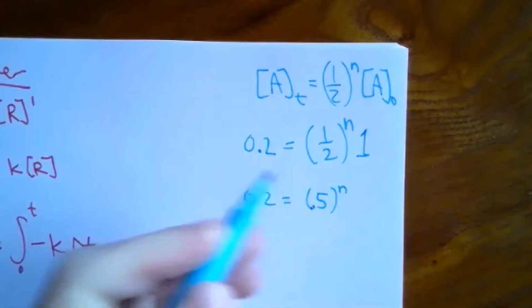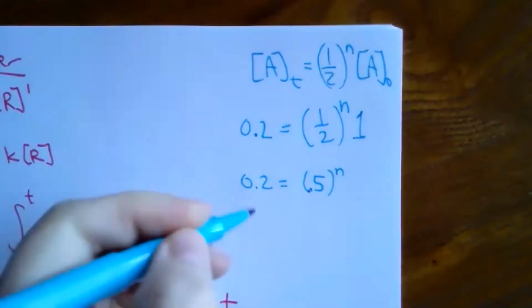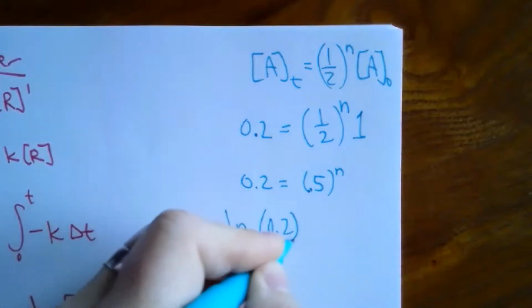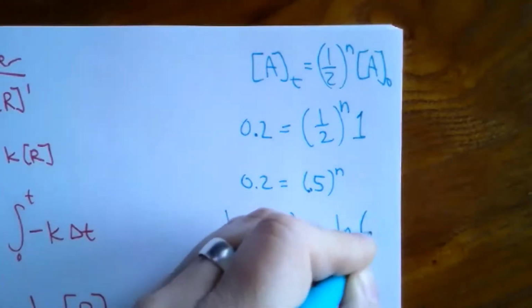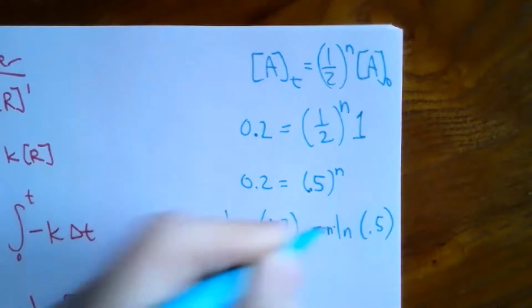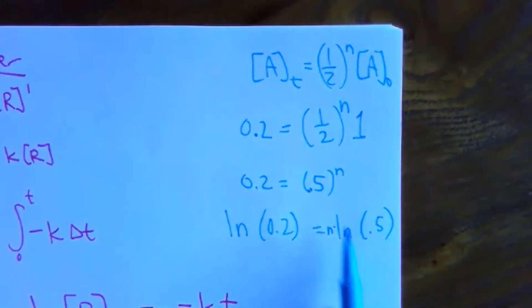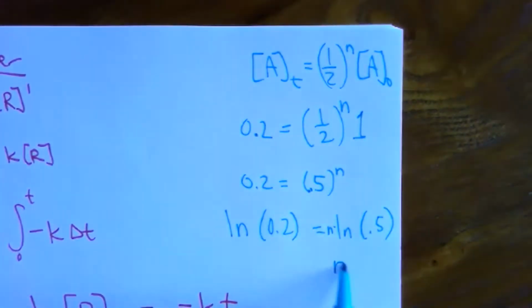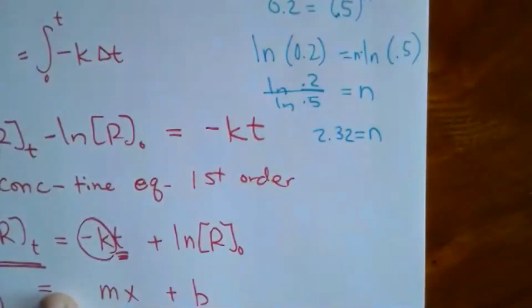How do you solve when there's a variable in your exponent? LNs or logs, either one, it doesn't matter. Be consistent. n times ln of 0.5. The reason I do ln or logs is because my variable can come out as a coefficient. So n equals ln of 0.2 divided by ln of 0.5. n equals 2.32. 2.3 half-lives have passed.